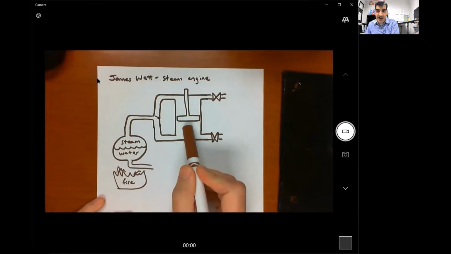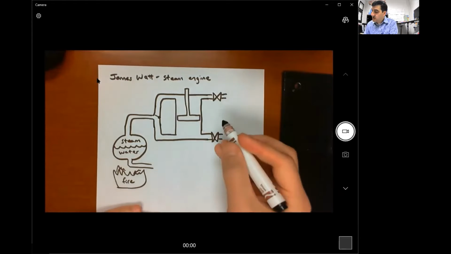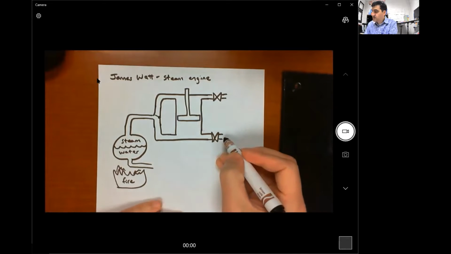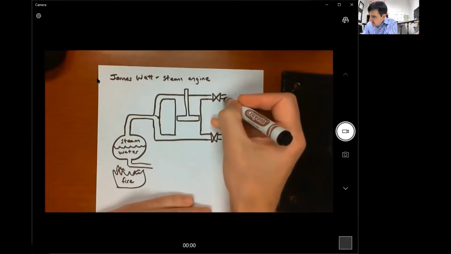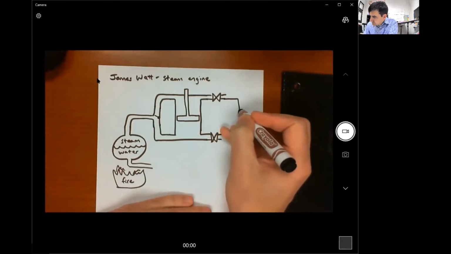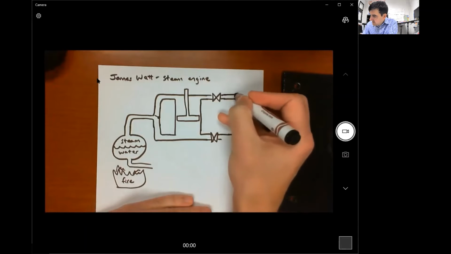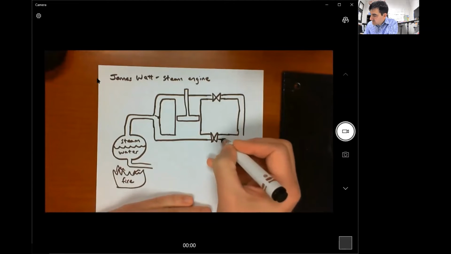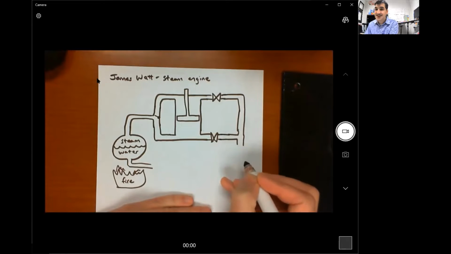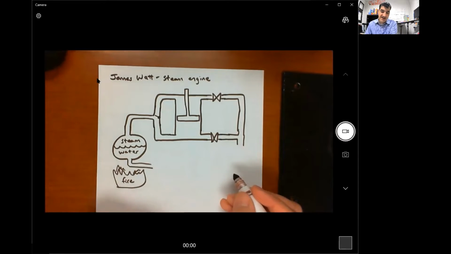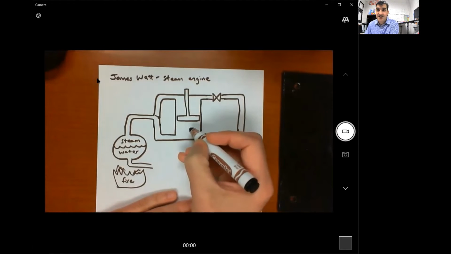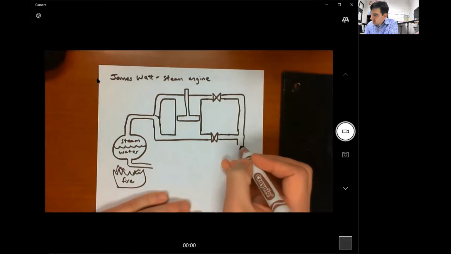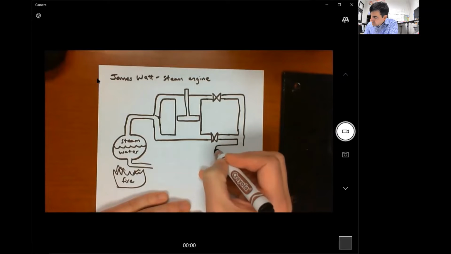So in here, we do not condense the steam inside the cylinder. Instead, we have the steam that goes out of the cylinder, either from the top or from the bottom, and then they connect and they go into what you have already seen before, and that is a condenser. So this is known as an external condenser. It's external because it's not inside the cylinder. An external condenser. So we have our condenser.